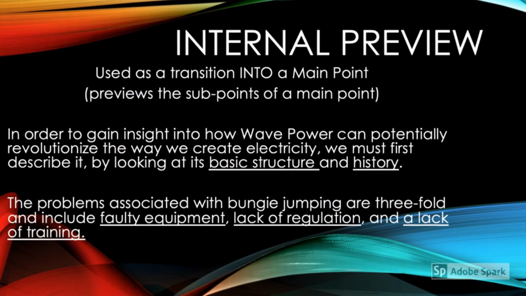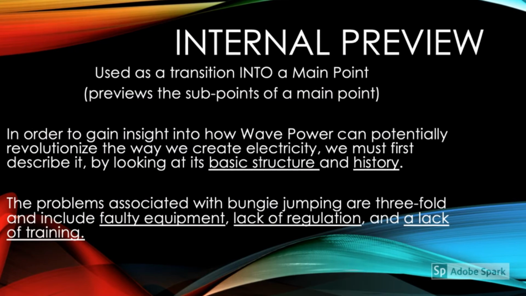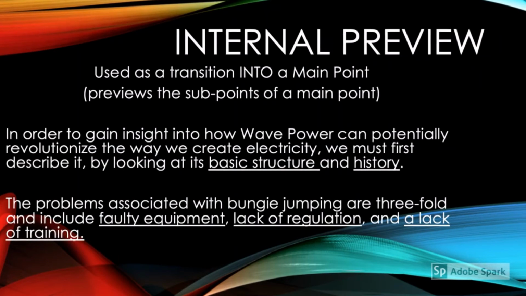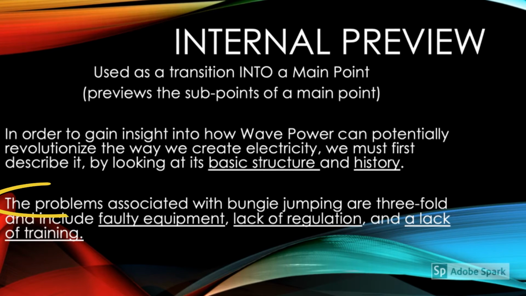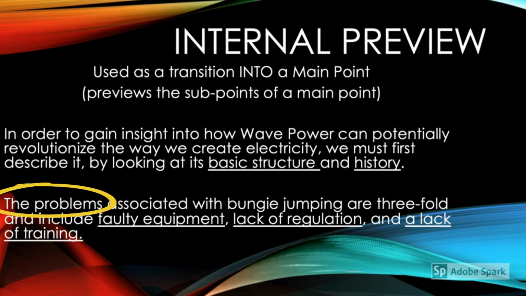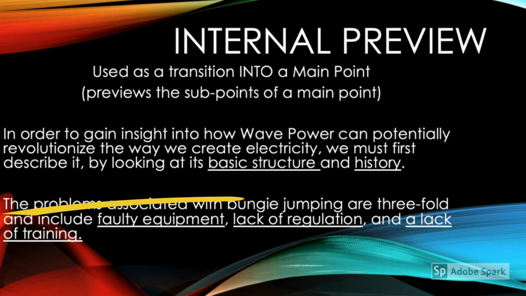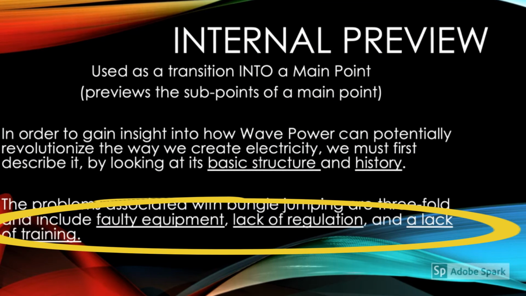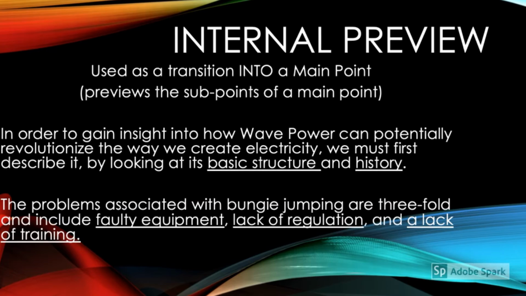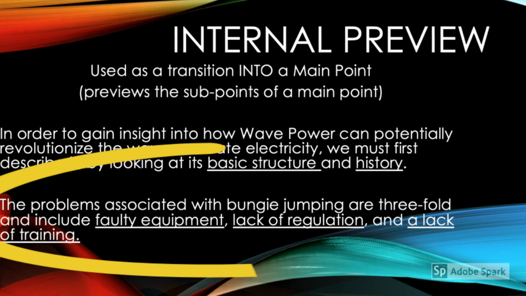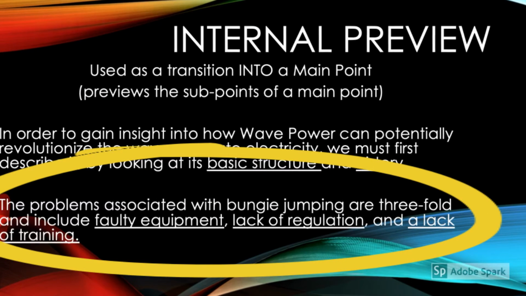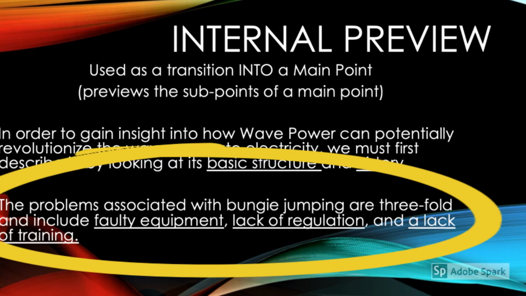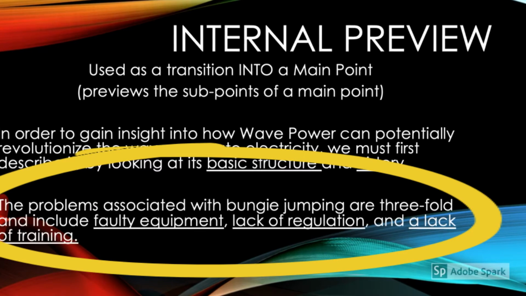The second example on this page is for a persuasive speech. Imagine that the main point is problems, and there are 3 problems with bungee jumping: faulty equipment, lack of regulation, and lack of training. So to internally preview that main point of problems, we construct a sentence that looks like this. The problems associated with bungee jumping are threefold. They include faulty equipment, lack of regulation, and a lack of training.